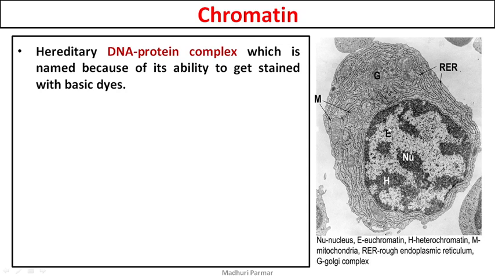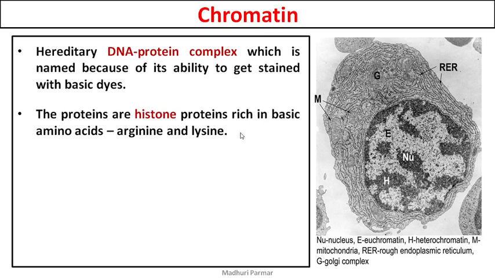Chromatin is a complex of protein and your nucleic acid, which is DNA. The proteins here are histone proteins, and these proteins are rich in basic amino acids. When we discuss amino acids, we will see that there are different kinds, different varieties. Some of them are basic in nature, example being arginine and lysine. So histone proteins are rich in arginine and lysine.